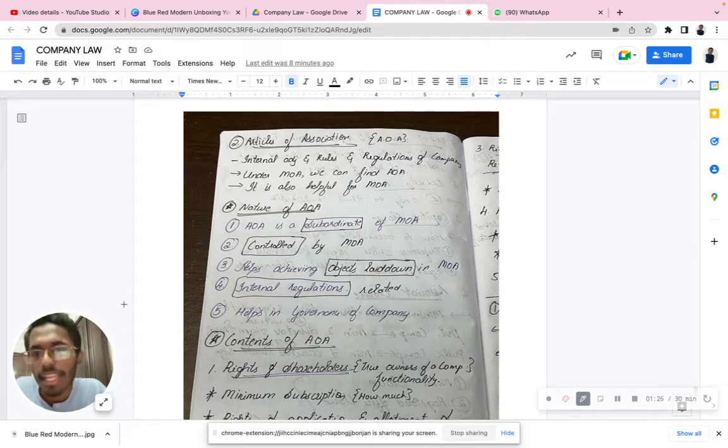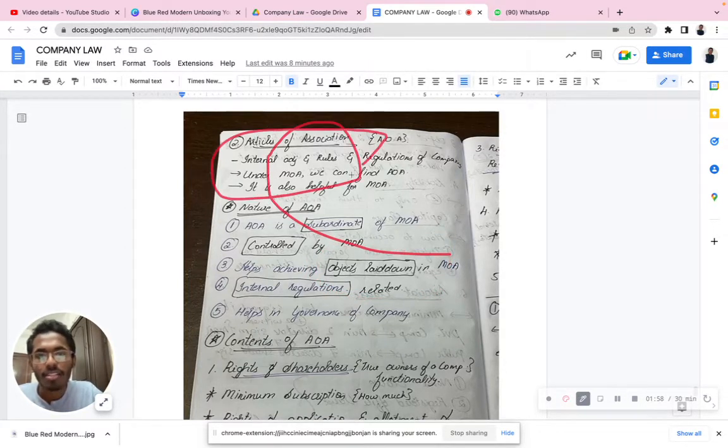Now let's see what the nature of an AOA is. Okay, nature of articles of association. Point number one, article of association is a subordinate of MOA. So article of association is a subordinate of memorandum of association. It is controlled by memorandum of association. Remember, AOA is controlled by memorandum of association. Third point, it helps in achieving the objects laid down in MOA. So it helps in achieving the objects. What were the objects of the MOA? This will be reflected in our articles of association.